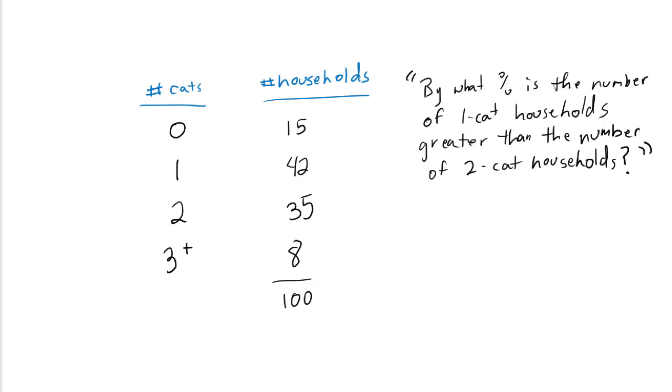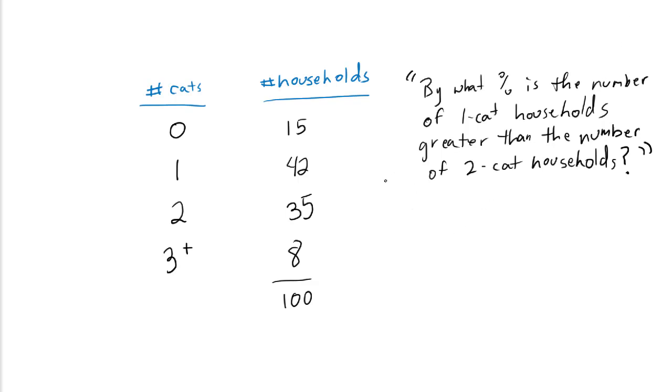It's a percentage problem. It's not enough just to know how to calculate percent mechanically or percent change mechanically. You need to read carefully and understand the nuances of percentage change problems. So I've highlighted the question text here because that is really the key to this question. By what percent is the number of 1 cat households greater than the number of 2 cat households?